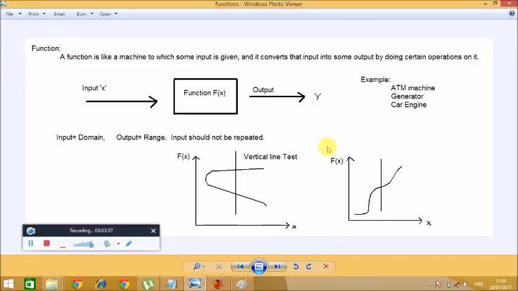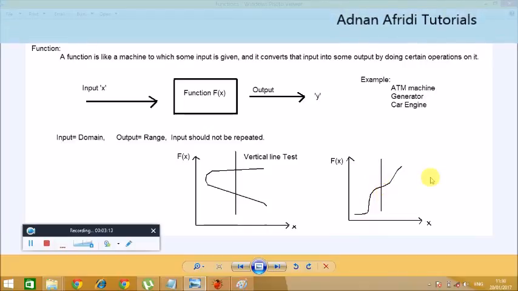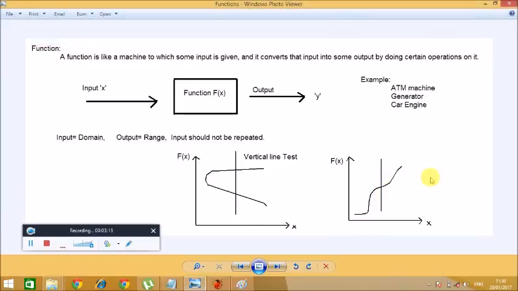Now, if we take an example of this function, here the vertical line intersects the graph at only one point, which means that the domain values are not repeated and it is giving us one output value for each input value, and it means that it is a function.